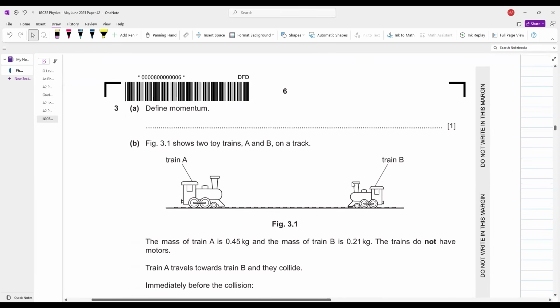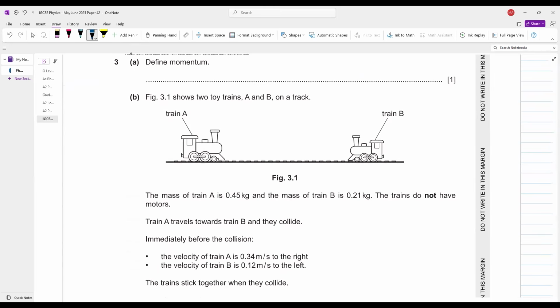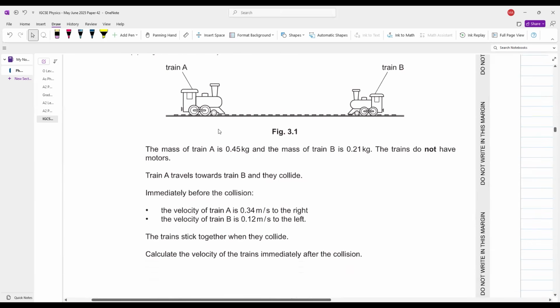Define momentum. What is momentum? Product of mass and velocity. Product of mass and velocity is your momentum. Okay, let's further move ahead. Figure 3.1 shows two toy trains A and B on a track. There are two trains, A and B, on a track.